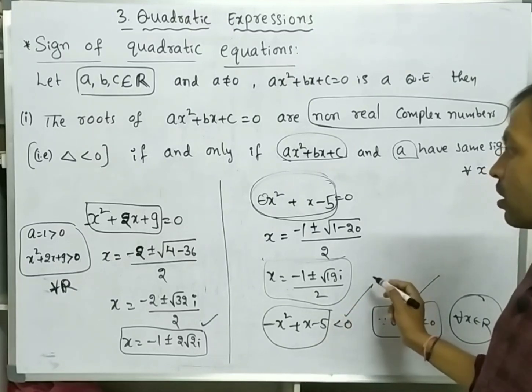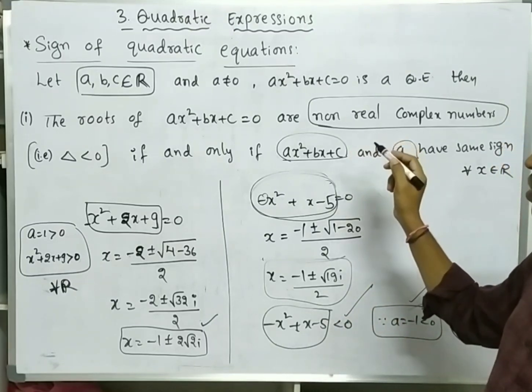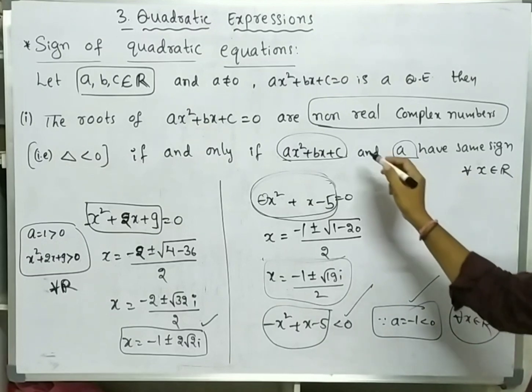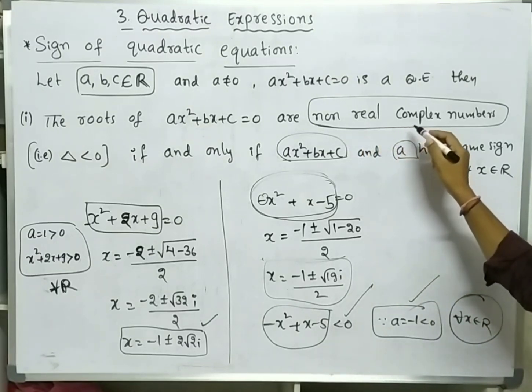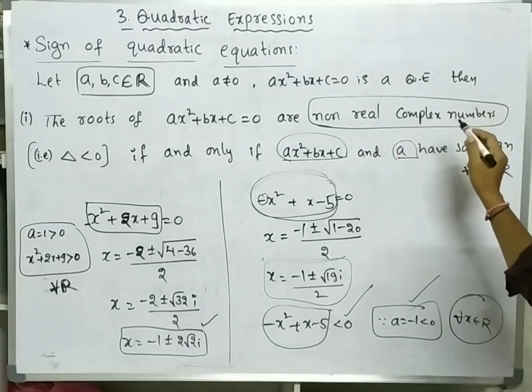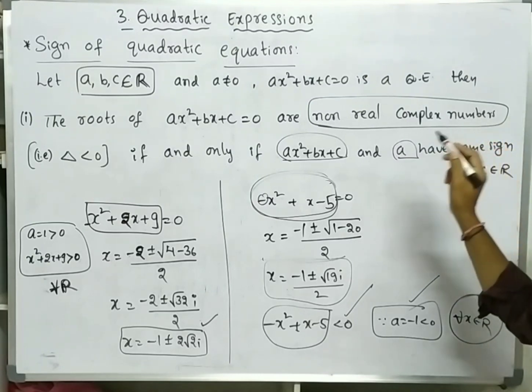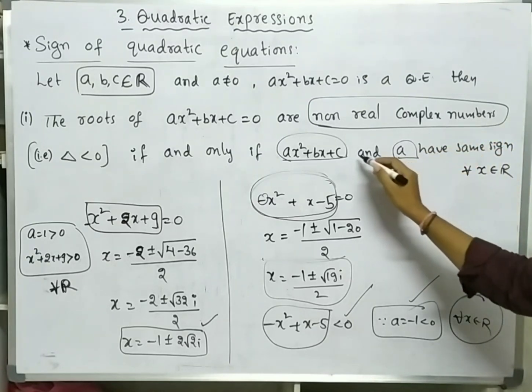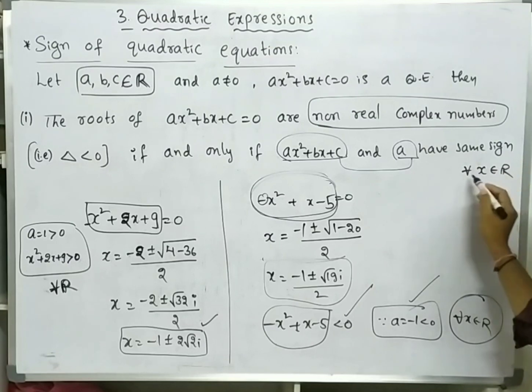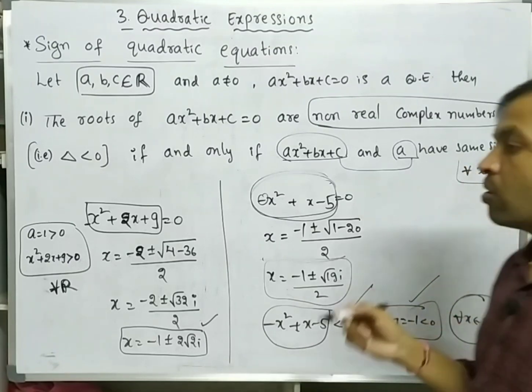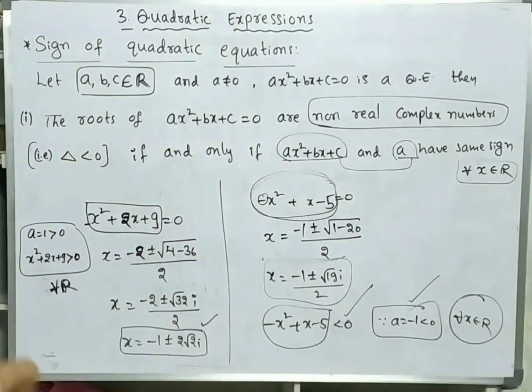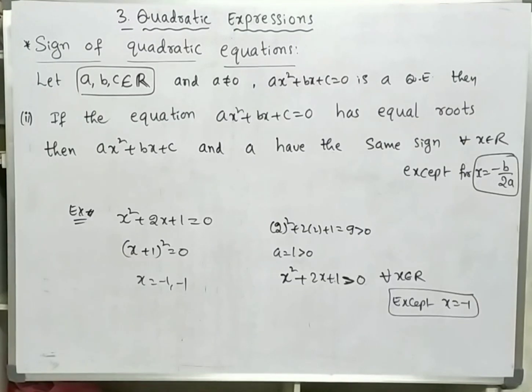So like that we can say that if ax square plus bx plus c is equal to 0 has non-real complex roots, then if and only if these two have same sign for all x belongs to R. Students, remember this important point and practice twice or thrice until you get the clarity.